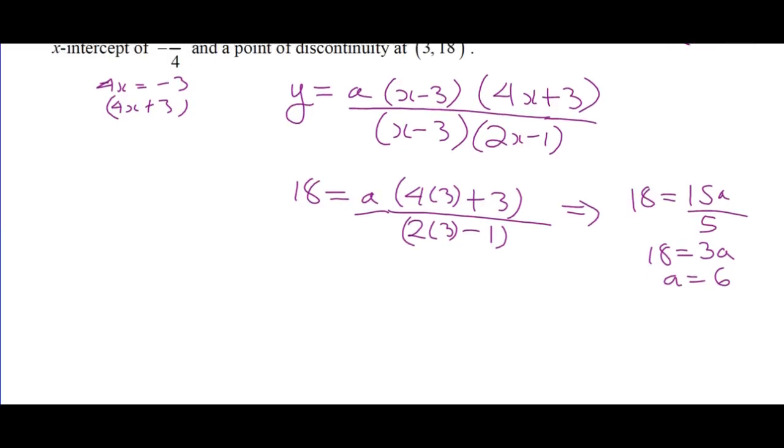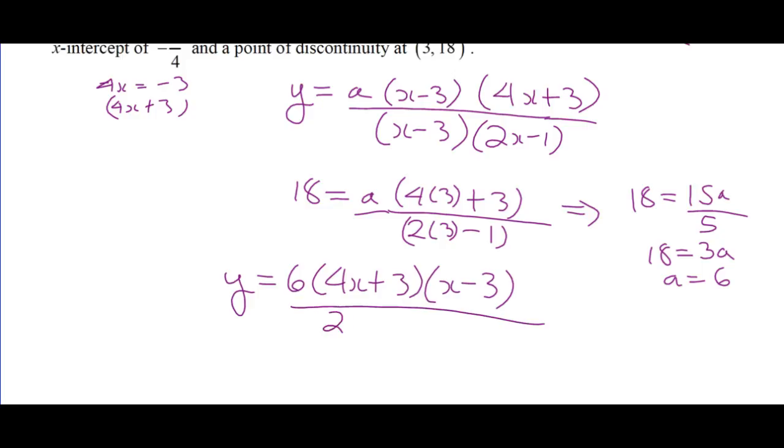Okay, so our equation, what did they ask for, factored form? Yeah, okay, so y equals 6. I'm going to throw the bigger numbers up front, so 4x plus 3, x minus 3, and on the bottom, 2x minus 1, x minus 1. Okay, thus endeth the unit.